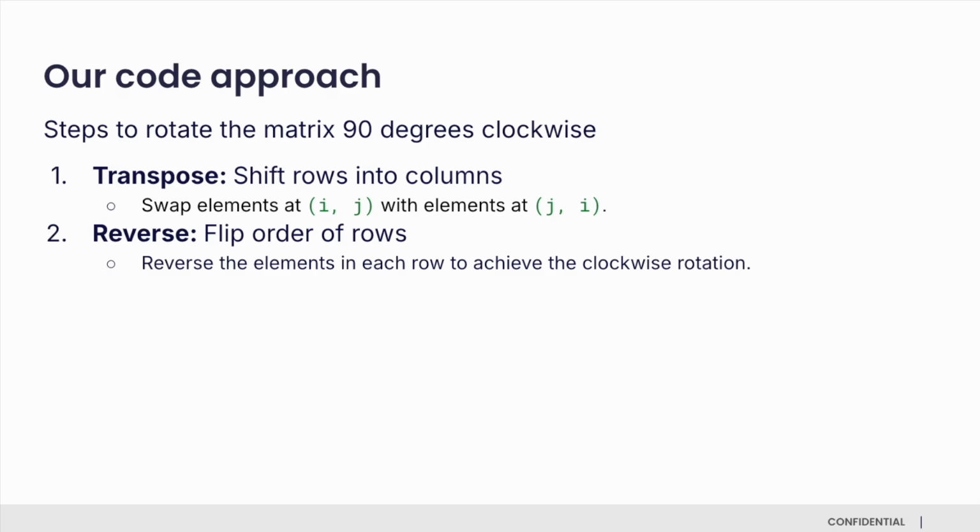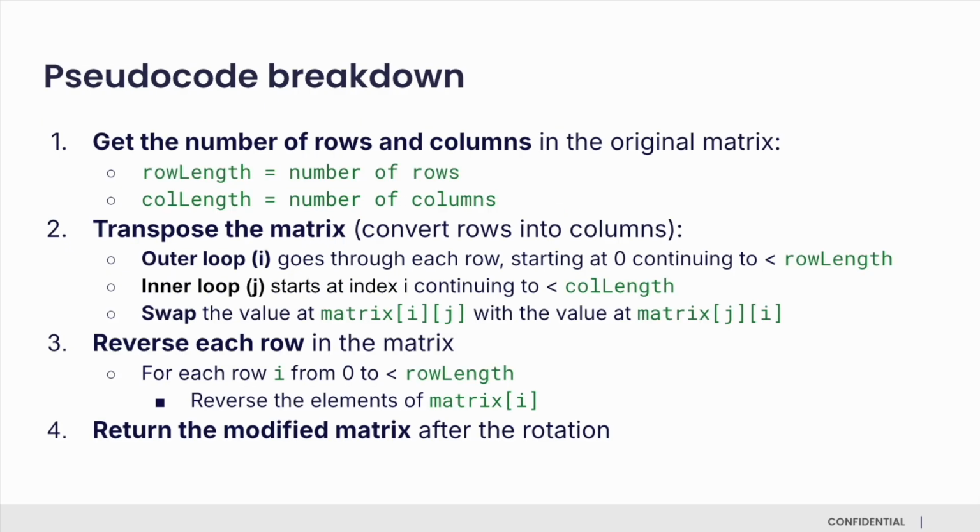Here's the pseudocode, and the main idea here is that we will loop over each row in the original matrix and place its elements into the corresponding columns in the rotating matrix. But we also need to reverse the order of the rows as we insert them into the columns. So the first step will be to get the number of rows and columns in the original matrix. We'll use those to define the loops below. Next, we'll convert the rows into columns, which is transposing the matrix.